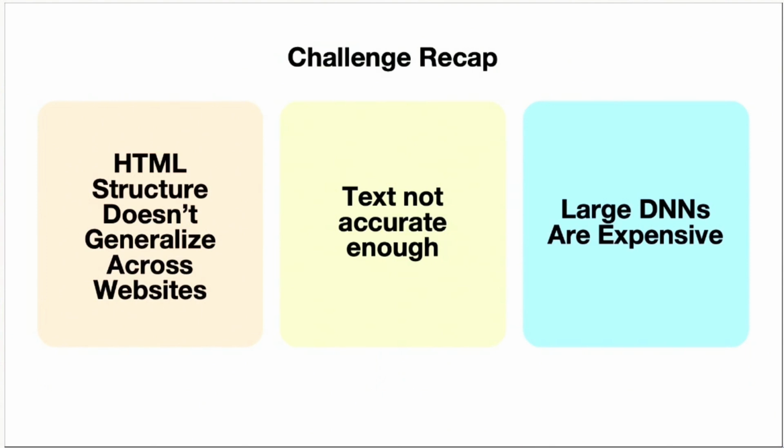Okay, so let's recap things here. With HTML structure, we find that it doesn't quite generalize across different websites. The structure of Nike doesn't look like the structure of Adidas. With text, it's not really accurate enough for our 99% goals. And there's also issues with large DNNs across the board.